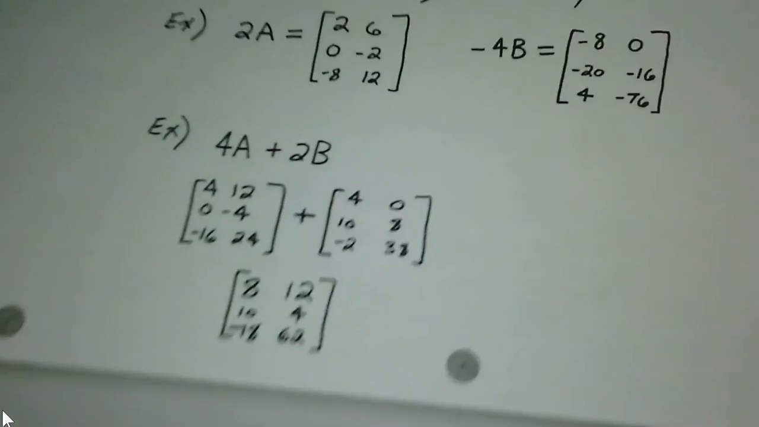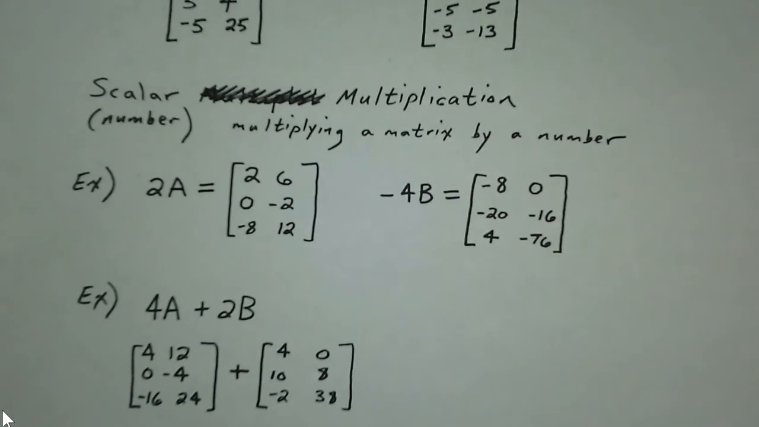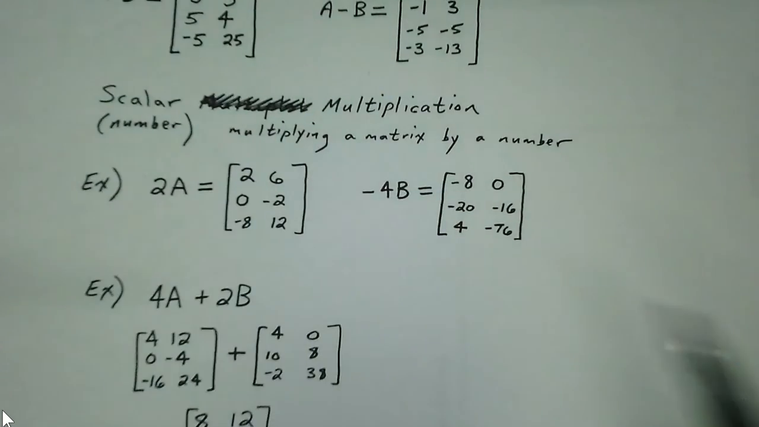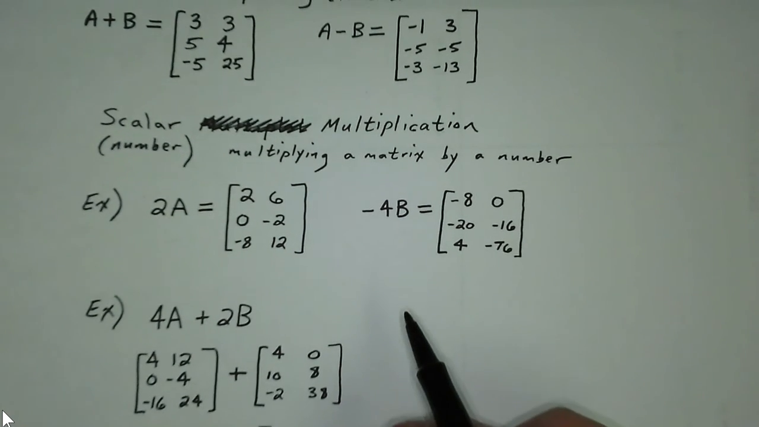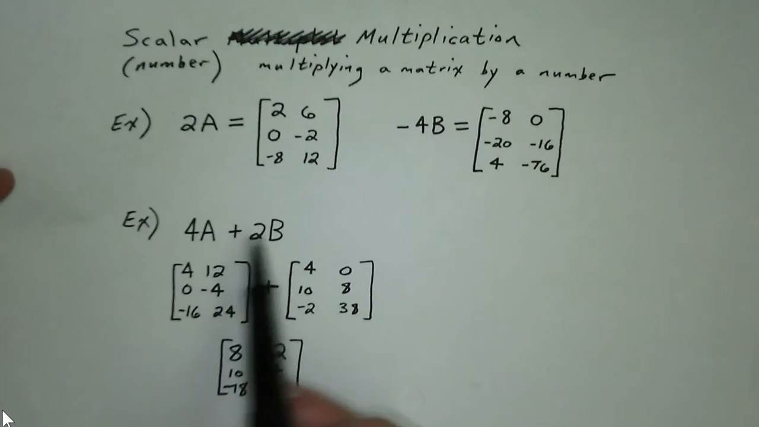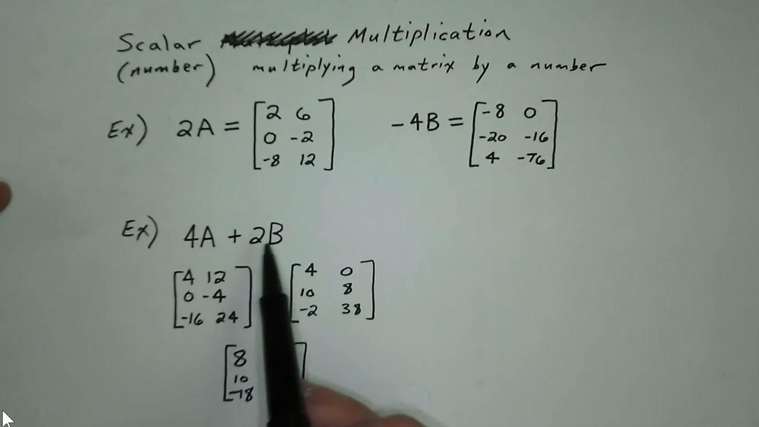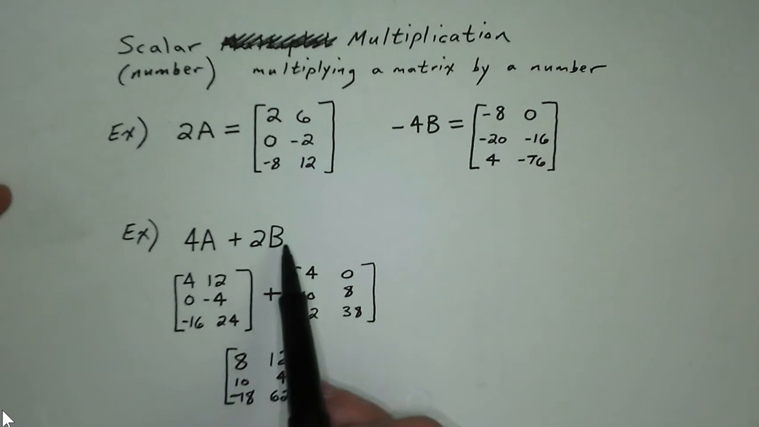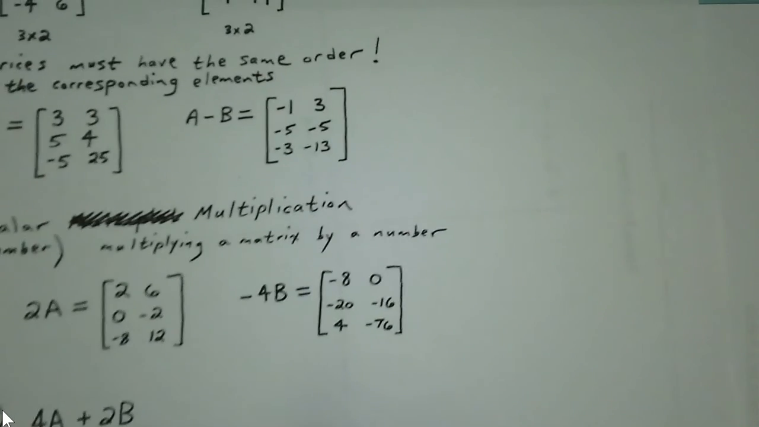Okay, so yeah, multiplying by scalars is just multiplying a whole matrix by some number, and that's scalar multiplication. And then adding or subtracting, doing these matrix operations right here, multiplying by a scalar and then adding the matrices, examples like this.